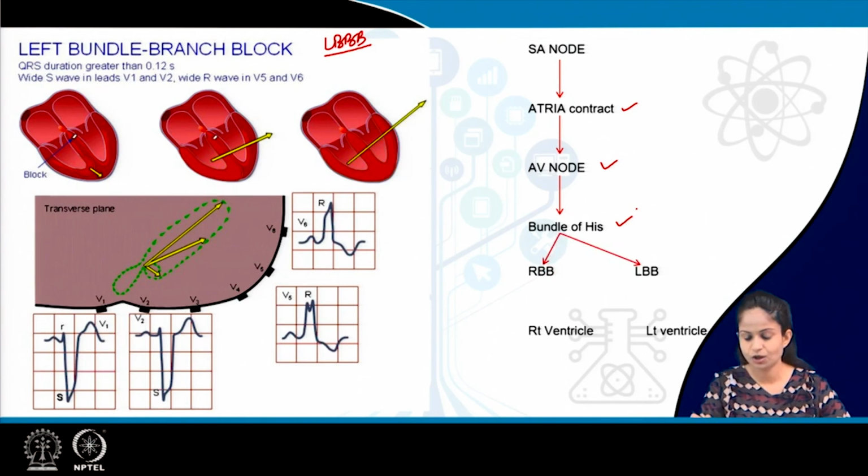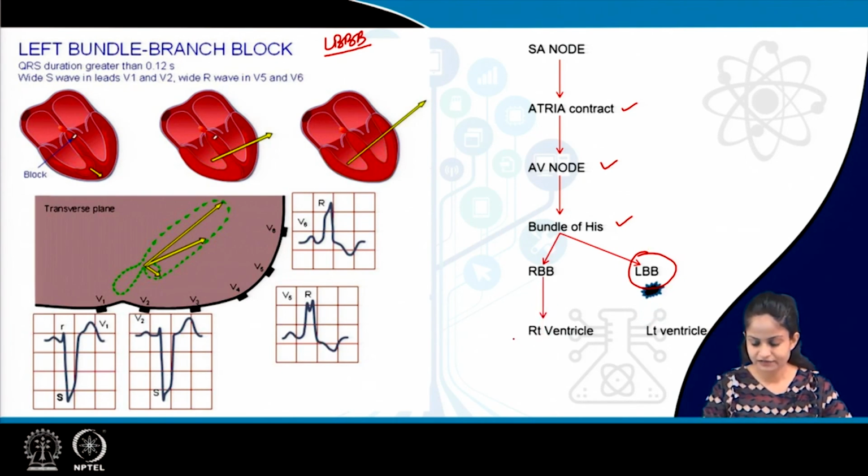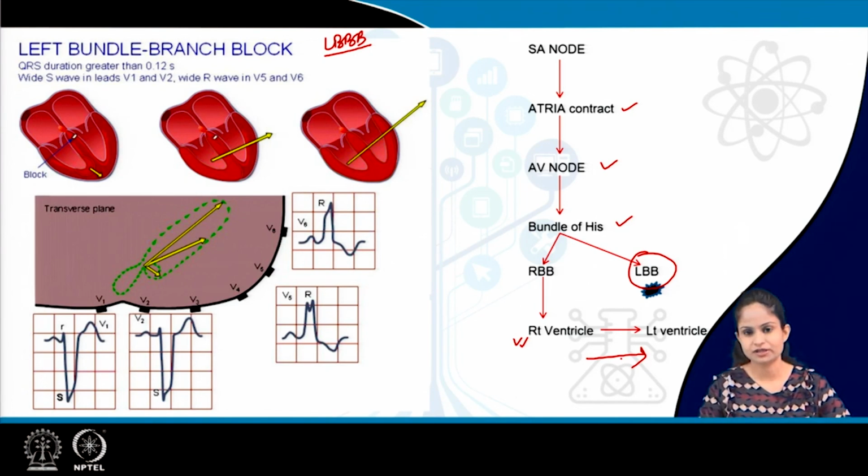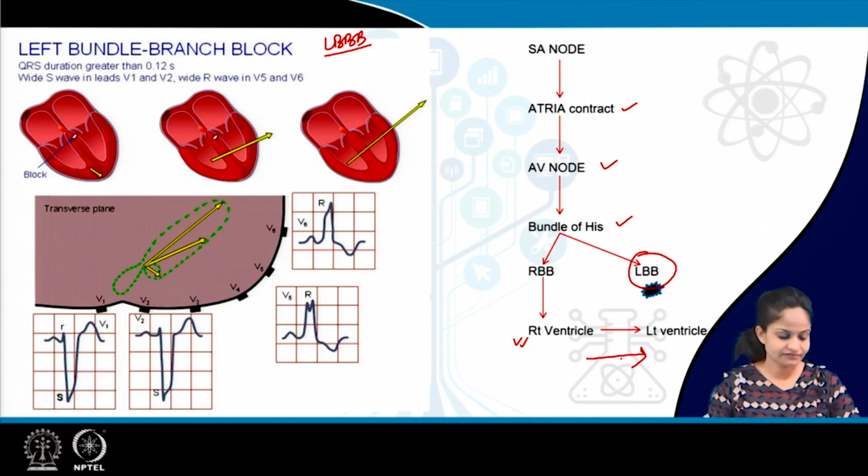Now there is a block in the left bundle branch. So there will be conduction through the right bundle branch, and there will be depolarization of the right ventricle, and then depolarization of the left ventricle. The right ventricle will depolarize first in case of left bundle branch block, and then the left ventricle will depolarize, and this will cause the difference in the electrical vectors, the current vector.